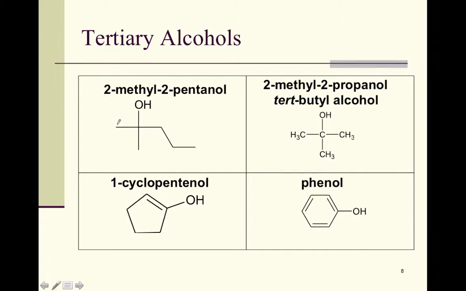2-methyl-2-pentanol, carbon 1, 2, 3, 4, 5. This is written as a line structure. Just as a reminder, anytime you have a bend or an end, you have a carbon. And this is also an intersection. So in this case, we could actually add the carbon at the intersection, but there's a carbon here.